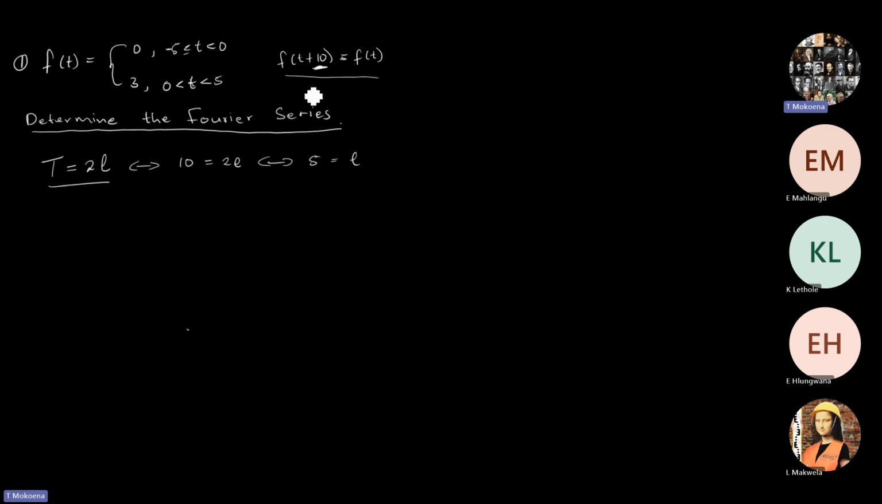What does the T stand for? It stands for our period. And then it will help us to determine the numerical value of L. So L in this case is 5. So L is the upper bound and the lower bound. You will see what I mean by saying that, okay? This is the first thing.